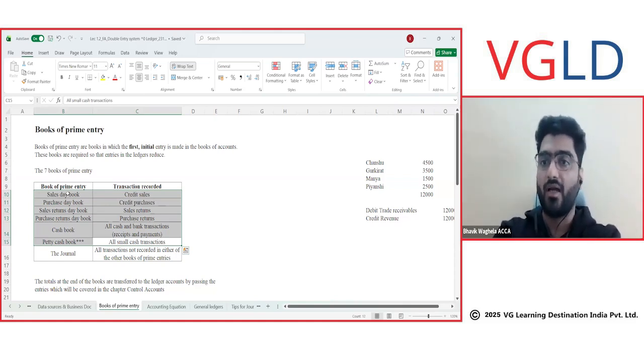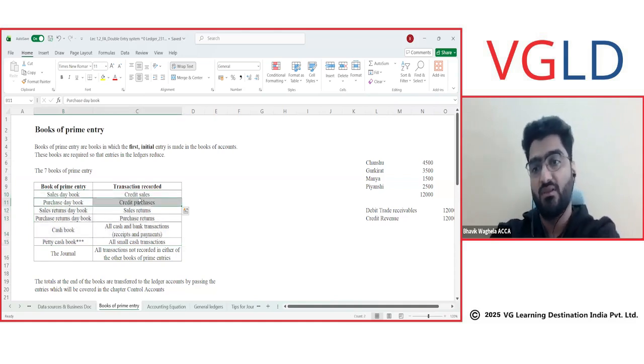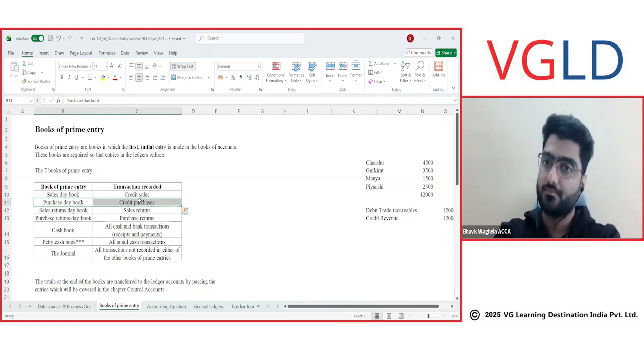Again through a journal. Now, I cannot record my purchase of asset in purchase daybook. See, in purchase daybook, I will be recording only the goods that I have purchased on credit. Yes or no? Okay.